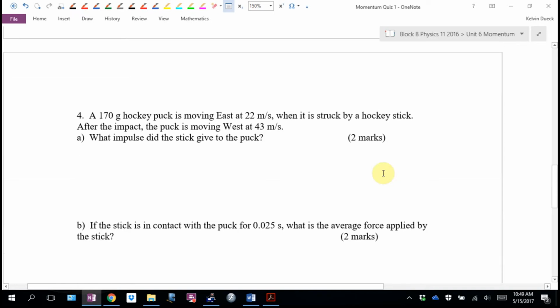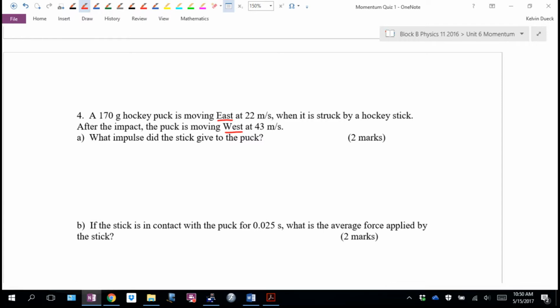Oh, now we're into 2-mark questions. Okay. Why 2 marks? I'll bet you there's a change in direction. I see east, I see west. I'm going to let one way be positive, one way be negative.